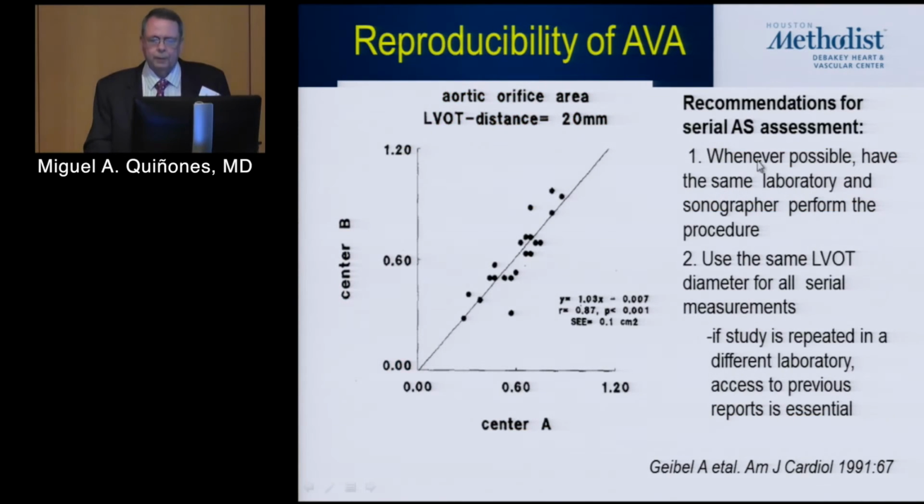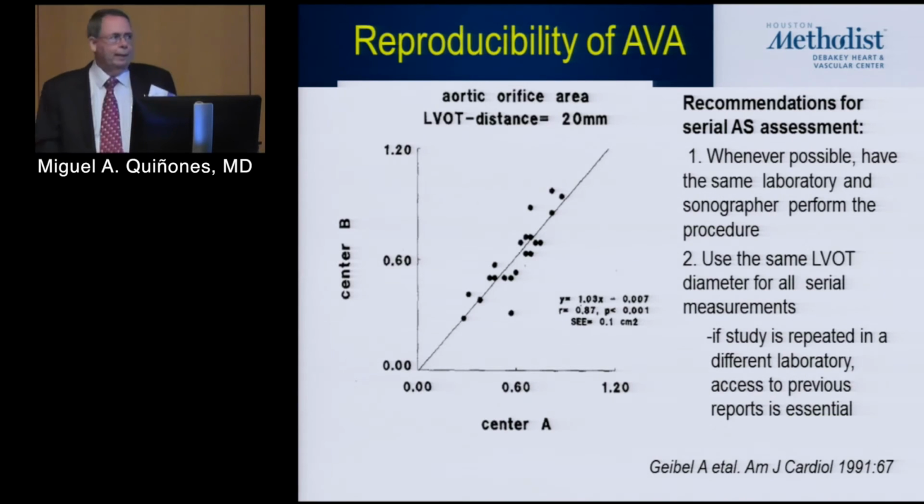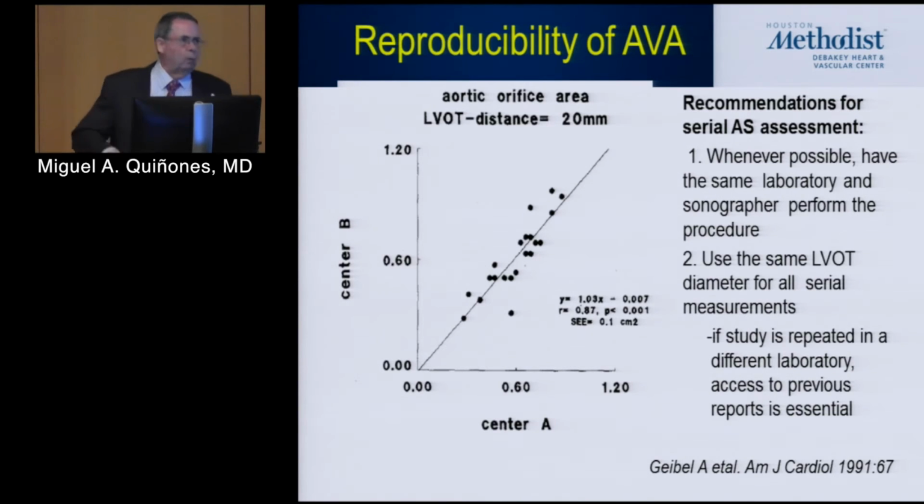So whenever possible, have the same lab, the same sonographer do the study. Whenever possible. It's not always possible. But what is possible is to look at an old report. And if you have a nice study from the old report, use that LVOT diameter. Don't reinvent. Because every time they come in, one person gave 1.8, another person gave 2.1, another person gave 2.2, another one went at 1.9, and the values are all over the place.